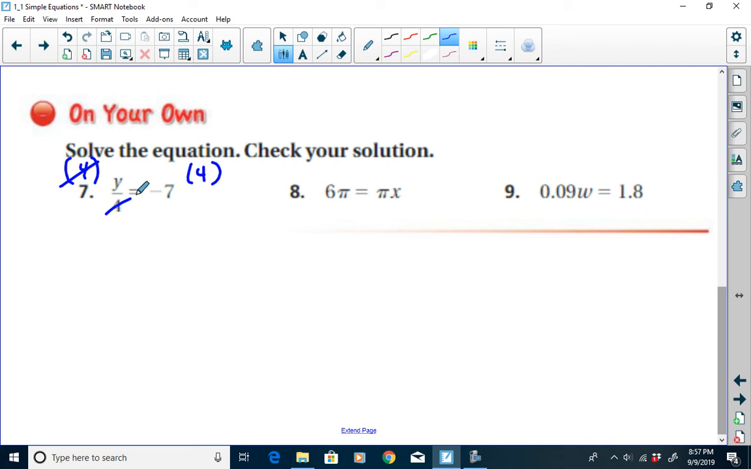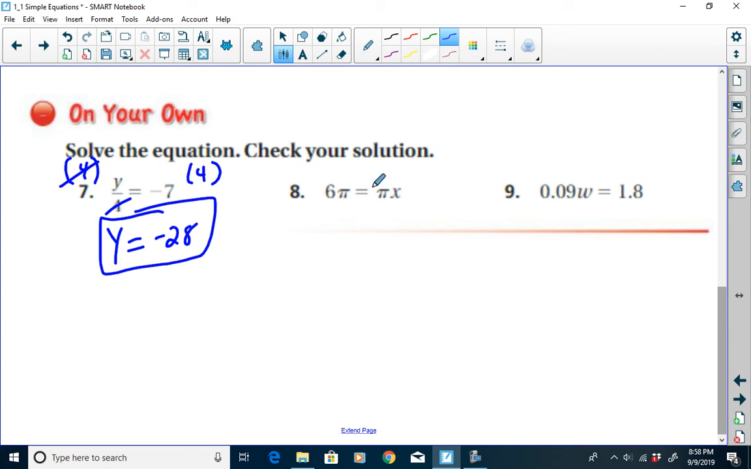4 in the numerator is going to cancel 4 in the denominator. We're left with y is equal to negative 7 times 4. It's going to be negative 28. Check your answer, see if it makes sense. If I replace y with negative 28, does negative 28 divided by 4 equal negative 7? Yes, it does.